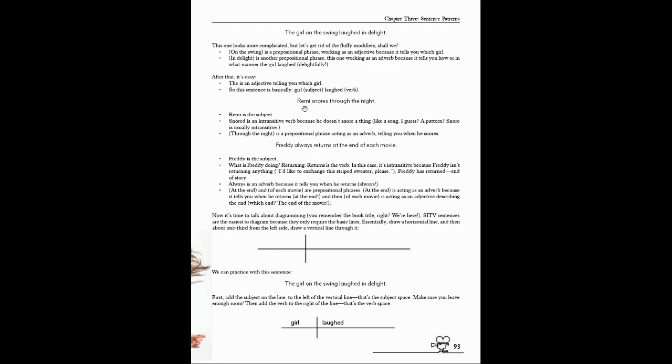If you look at Remy snores through the night, you're like through the night, prepositional phrase. So I'm left with Remy, subject, snores, verb. There it is, intransitive verb, sitva. And I don't know if you remember this from before, but Freddie always returns at the end of each movie. So you've got at the end, prepositional phrase, of each movie, prepositional phrase. So you're left with Freddie always returns, but always is an adverb. So Freddie returns. There it is. Boom. Subject, intransitive verb.